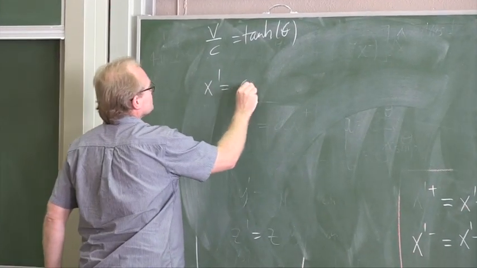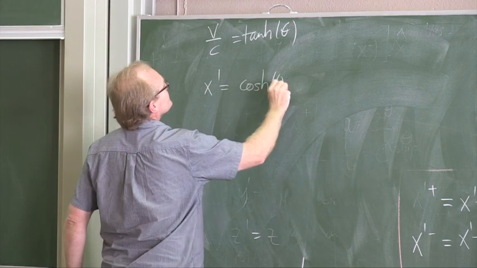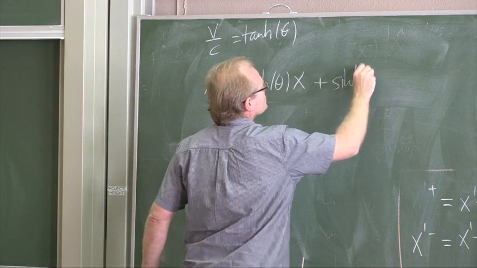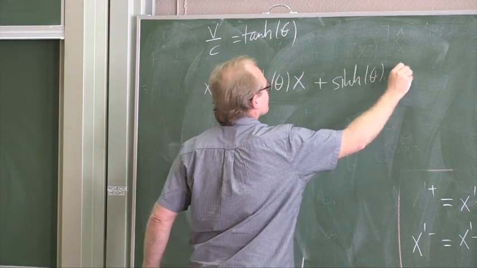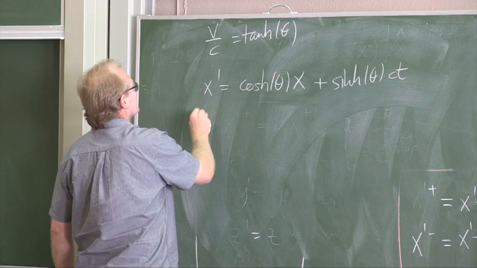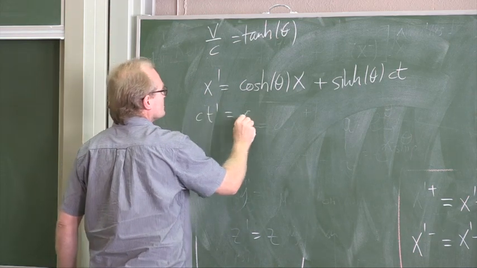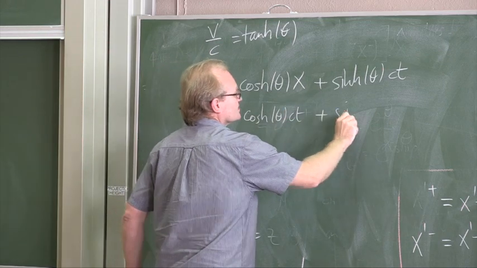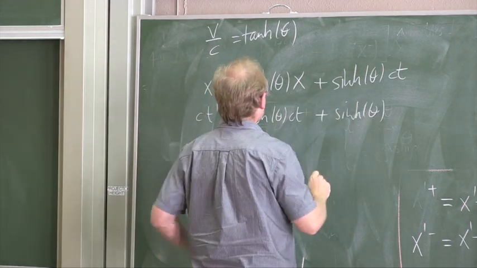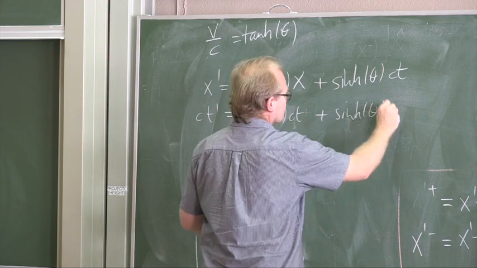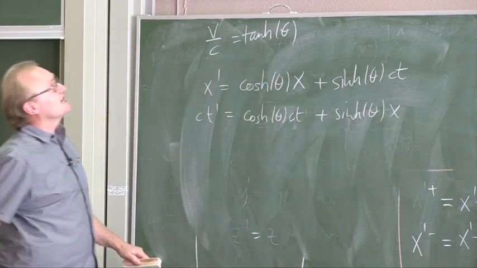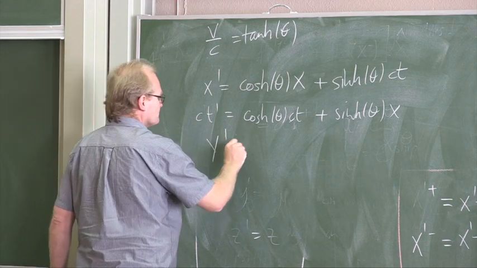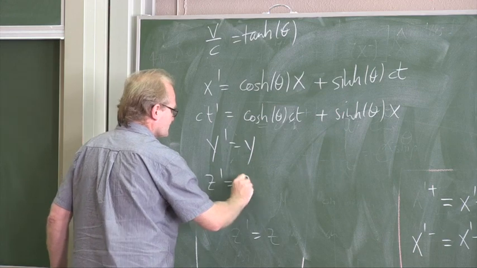X prime is equal to cosh theta times X plus sinh theta times ct. And ct prime is equal to cosh theta times ct plus sinh theta times X. And you can also put Y prime as Y and Z prime is Z.